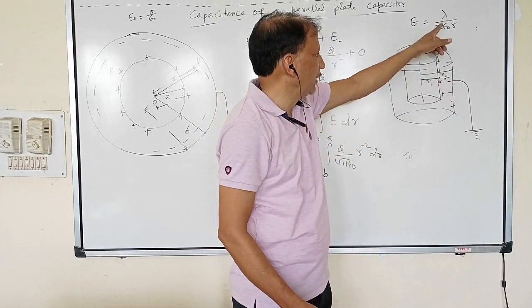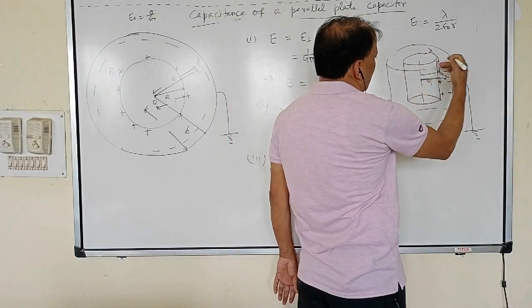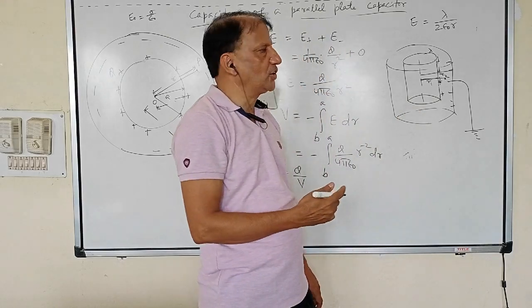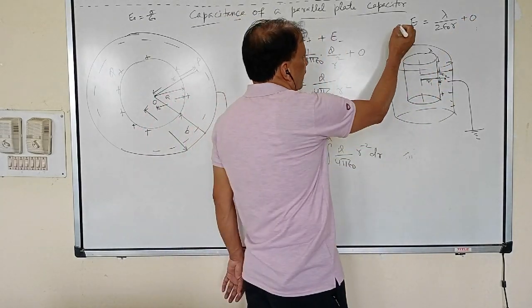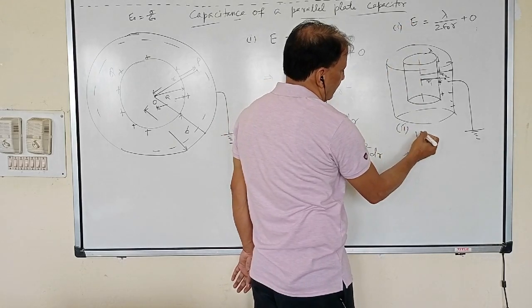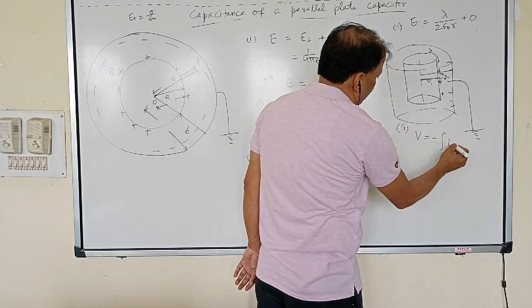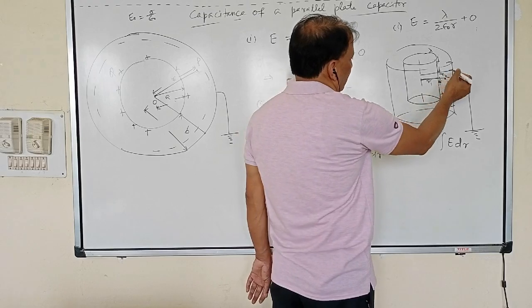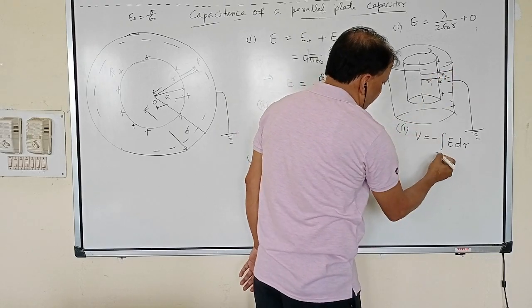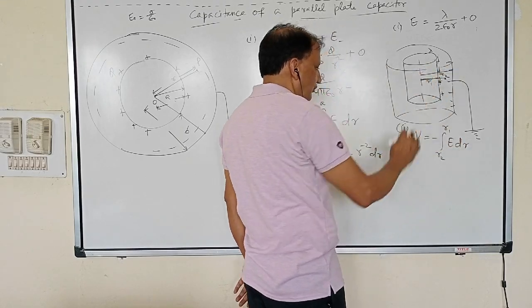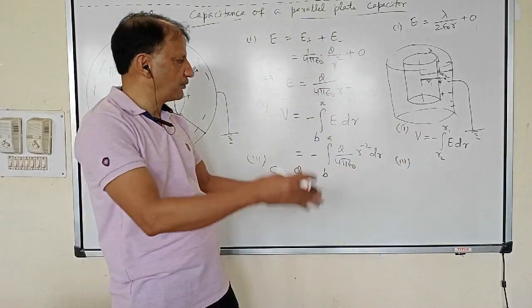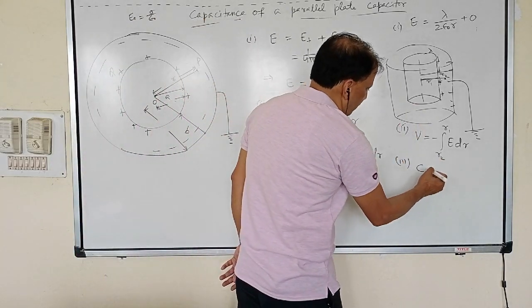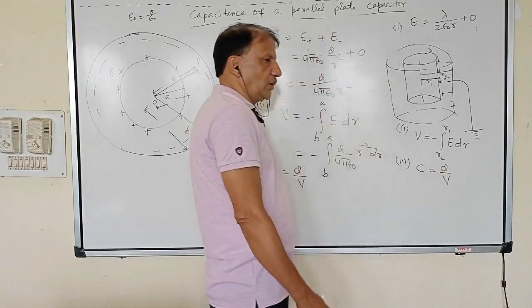Due to negative charge, inside the conductor the electric field is always 0. So you find the electric field. In the second stage, you find the potential difference V equal to minus integral of E dr, taking limits from R2 to R1. Third stage, after calculating V, you find the expression for C using C equal to Q upon V, and you will have the desired result.